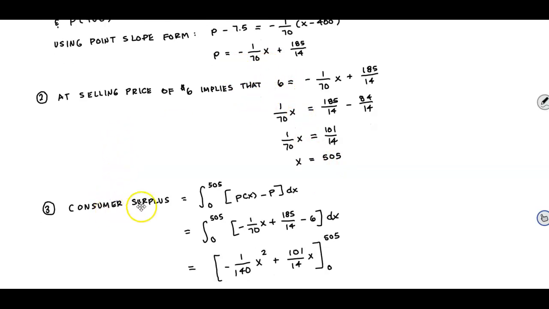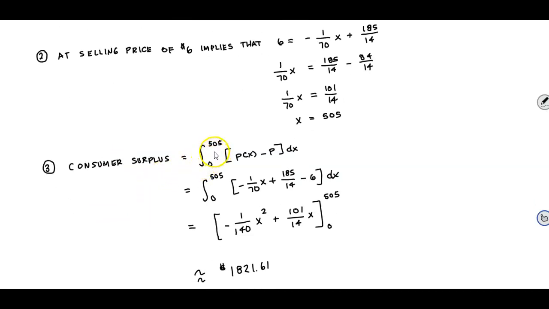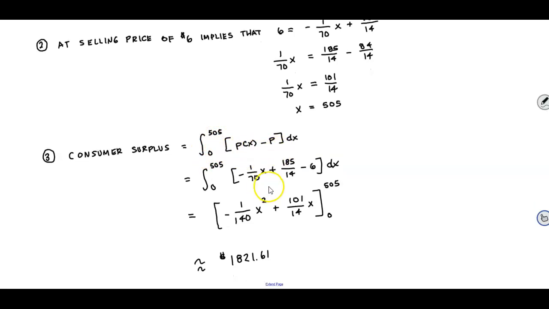And now that we have x, now that we have our function, and now we have the value of p, we can then use the consumer surplus integral. So going from a lower limit of 0 to an upper limit of 505, we have p of x minus p. So we have negative 1/70x plus 185 over 14 minus 6. And we're going to combine like terms and then find the antiderivative of that. Now we already determined that 185 over 14 minus 6 is 101 over 14. So that's why this is a shortened step.